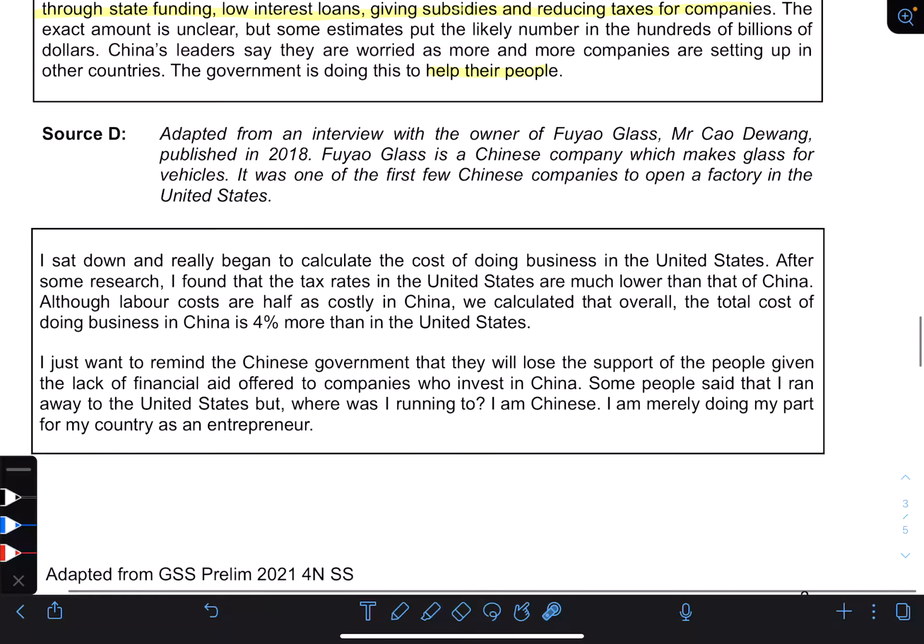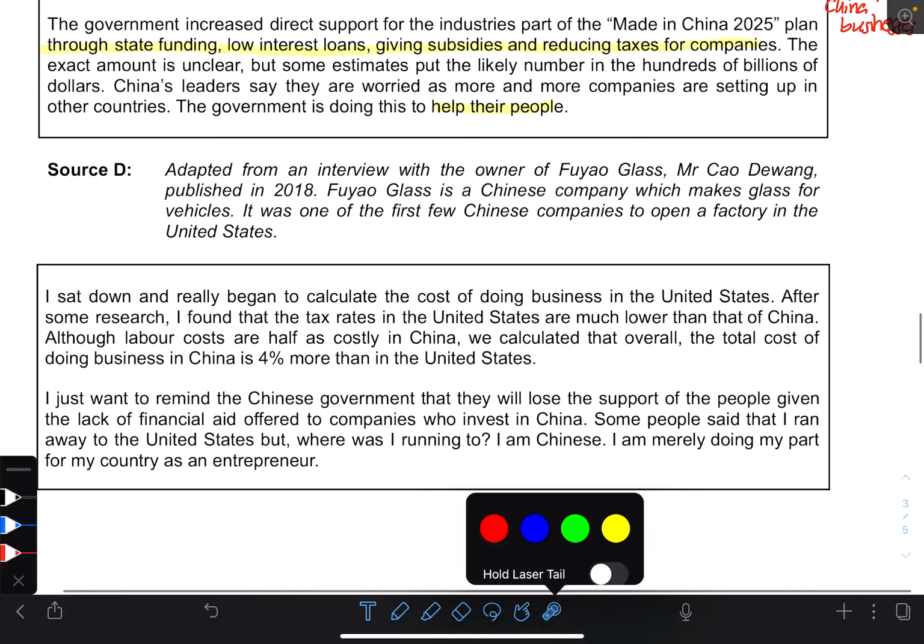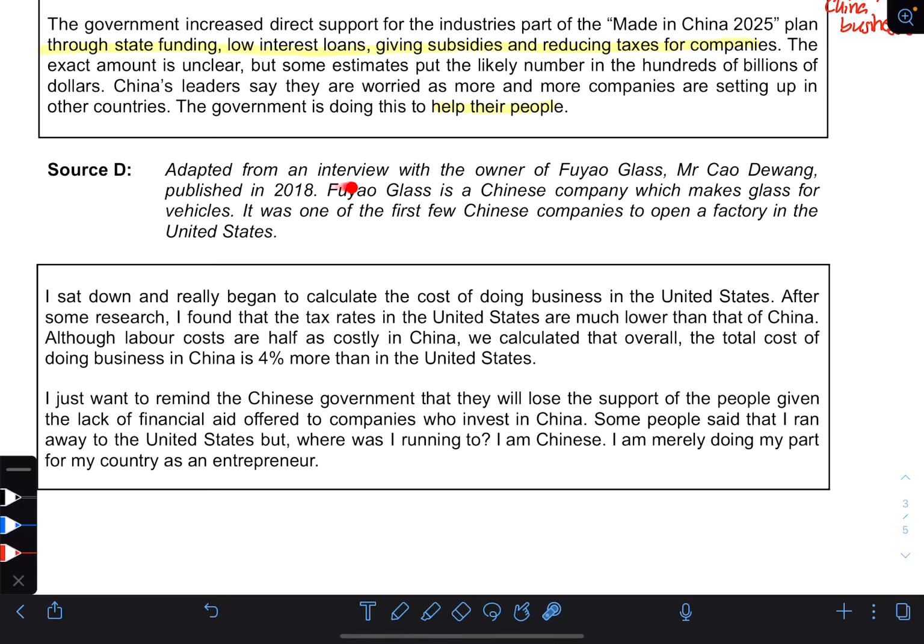Now, let me talk about source D. Now, who is source D by? Source D is published from an interview from the owner of Fuyao Glass, Mr. Cao De-Wang, published in 2018. Fuyao Glass is a Chinese company which makes glass for vehicles. Now, this is the important part. It is one of the first few Chinese companies to open a factory in the US.